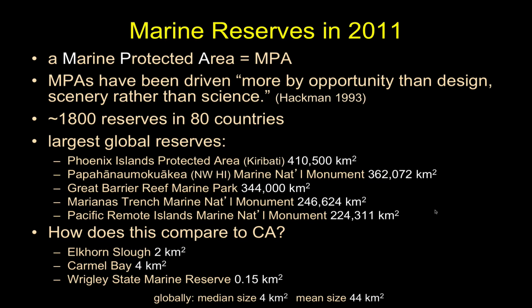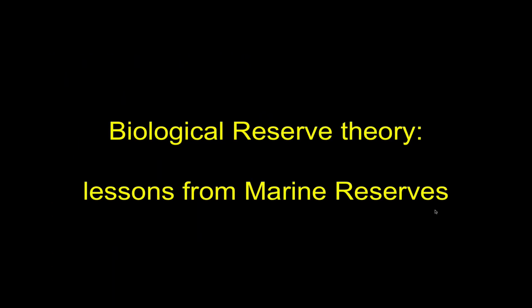Elkhorn Slough is a salt marsh protected area up in the middle of Monterey Bay. Carmel Bay is very close by. Wrigley Marine Reserve, that's where I did my PhD work, right? That was the one I mentioned off of Catalina. That's relatively well enforced, and that's very small. So the key thing here is the median size is about 4 square kilometers. The mean is about 44, but realize that the mean is very skewed by a few large reserves. Most are very small, or comparatively small.